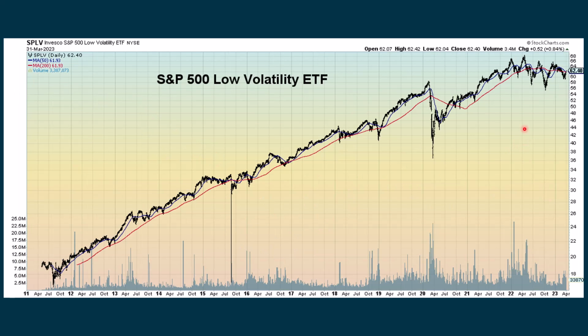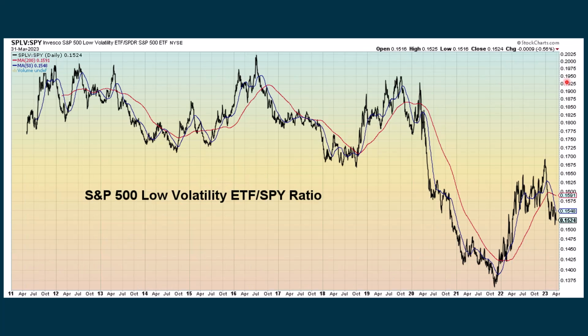Low volatility stocks. This was pretty much the place to be in 2022. Didn't mean they stopped going down. They just went down less than some of the other stocks. We're seeing it pretty much chopping sideways here, and we're getting really close to a death cross for this ETF. Comparing low volatility stocks to the S&P, we're seeing a death cross now with this ratio showing that low volatility is coming out of favor.